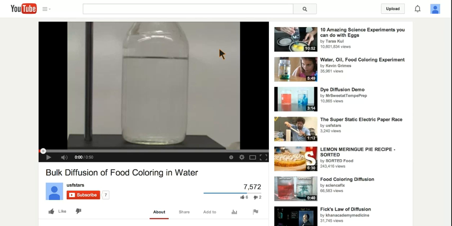So here we have the video. It's just a sample of clear water, and you're going to get to see the red food dye diffuse through this sample. So you see the drops just went in, and they're already beginning to diffuse throughout the sample of water.